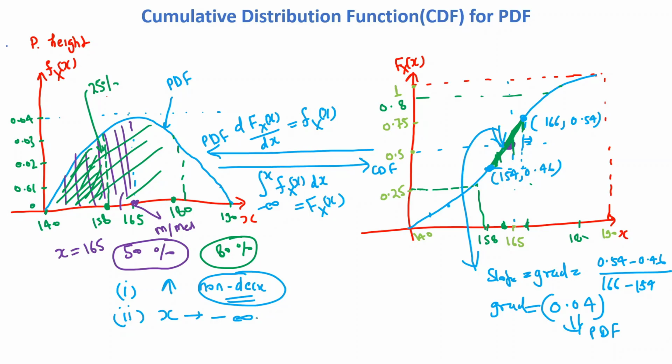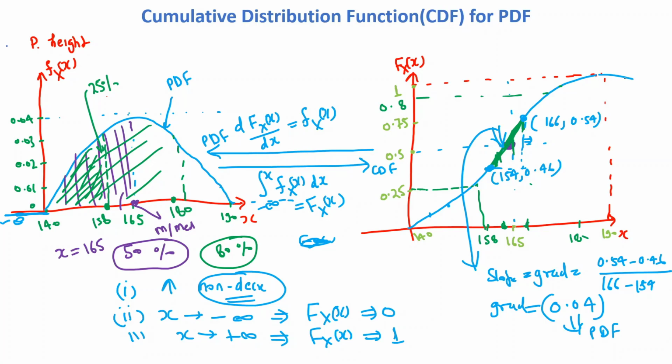Second one, if x tends to minus infinity, F(x) is equal to 0. Third property is that if x tends to positive infinity, then your F(x) value would be equal to 1, like this. If it tends to positive infinity, it is equal to 1, or here equal to 0. So let's understand by using another example, how we can calculate PDF to CDF or CDF to PDF.